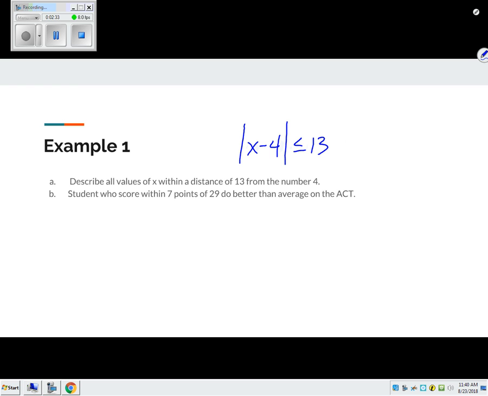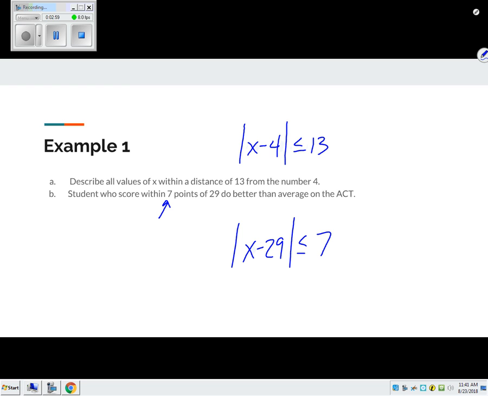Let's have this make sense with the ACT. This time, the distance I'm willing to go away is 7 right here. So my 7 is going to be outside the absolute value on the opposite side. And I'm wanting to score within so close of 29. Within 7 points of 29. So it would be set up like this.